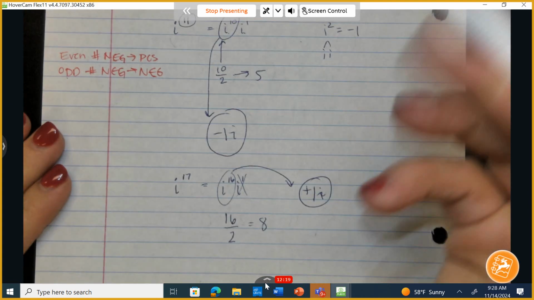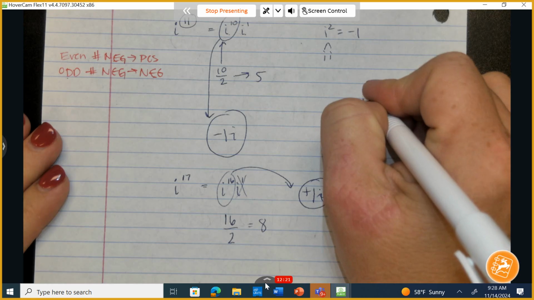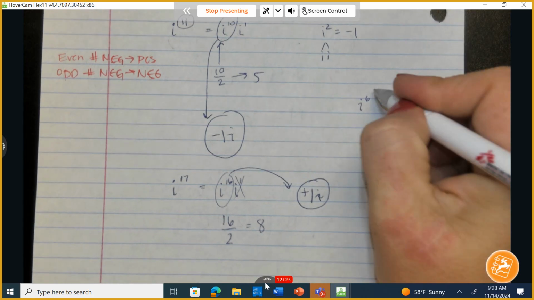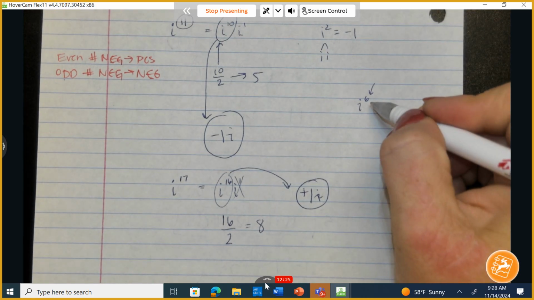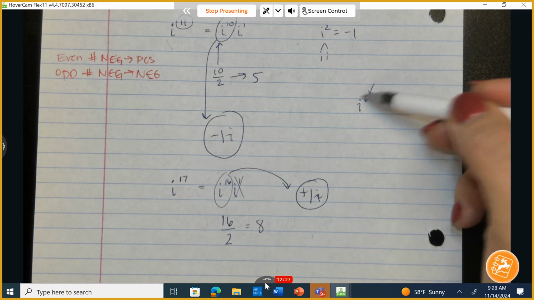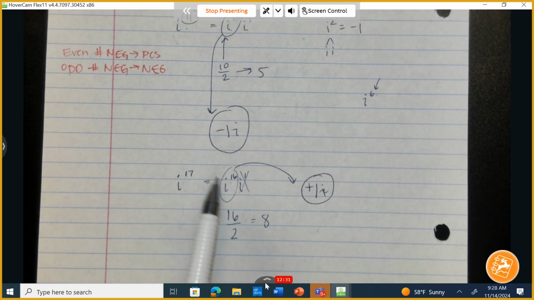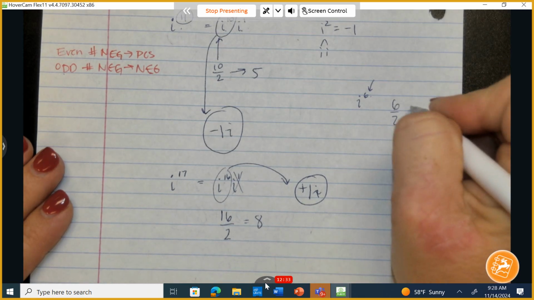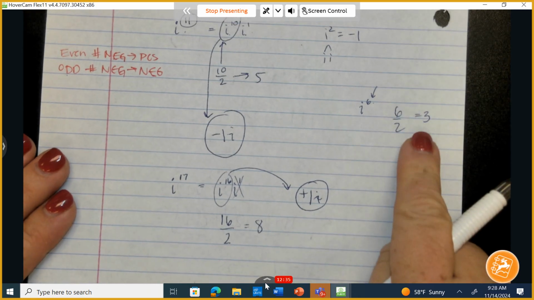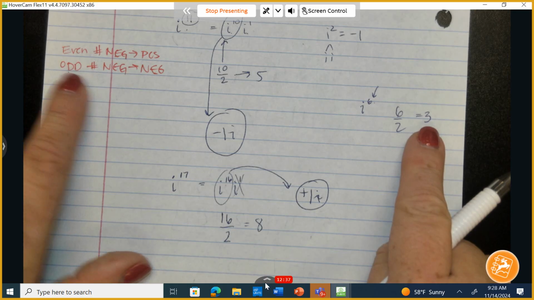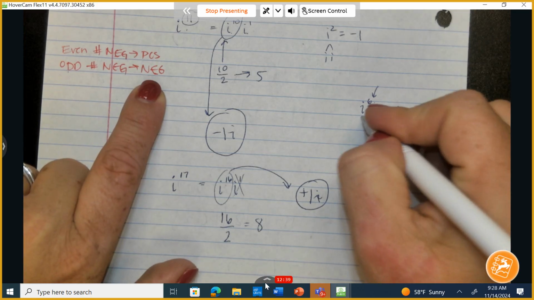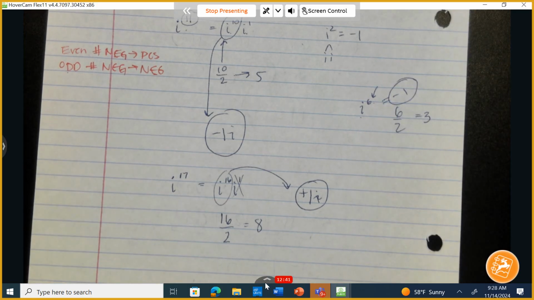Now let's go ahead and do some even ones. So let's go i to the 6th. When this value right here is even, we don't need to take 1 away. We always took 1 away to make it even. When it's even, we just go 6 divided by 2. 6 divided by 2 is 3. 3 is odd. It produces a negative number. So i to the 6th is equal to negative 1.